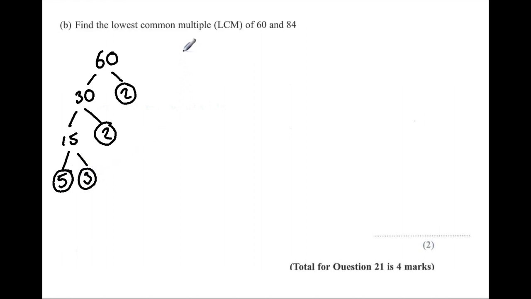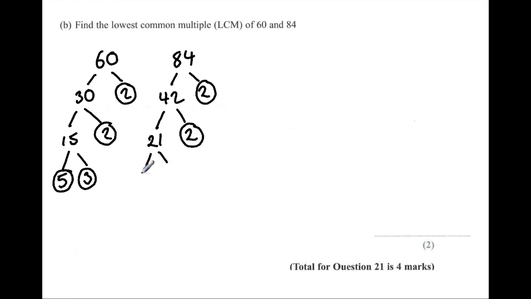5 is a prime number, 3 is a prime number. Now again, 84, we've already done 84. So let's quickly do this. So again, two numbers multiplied together that give 84: 42. 42 isn't a prime number, so it can be broken down further. 2 is a prime number, hence the reason why I've circled it. Two numbers multiplied together that give 42: we've got 21 and 2. 2 is a prime number. 21 isn't. It can be broken down further. So we have 7 and 3. 7 is a prime number, and 3 is a prime number.